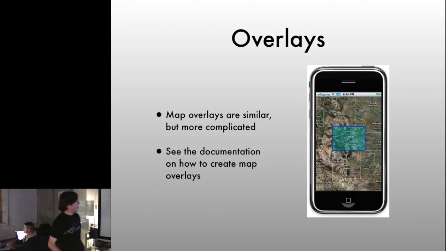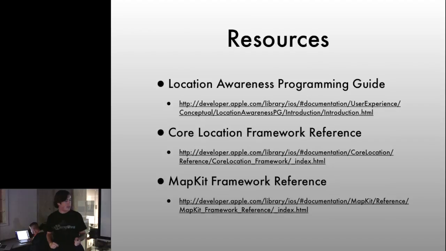Okay, you can also, like I said, have overlays on maps, which are rather similar to annotations, but rather more complicated, so I'm not going to talk about them. The documentation explains pretty well how to make them. The basic idea is that rather than specifying a point for the annotation, you specify the corners of a polygon, or the center of a circle and the radius of a circle. Overlays are treated as subclasses of annotation, so they work like annotations, but they're just more complicated. Okay, so that's all I have on MapKit and Core Location.